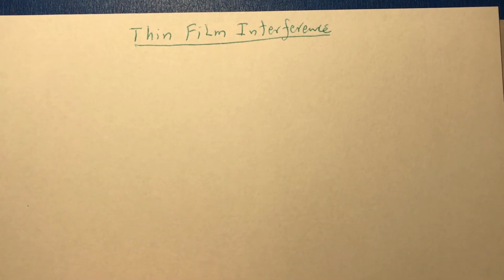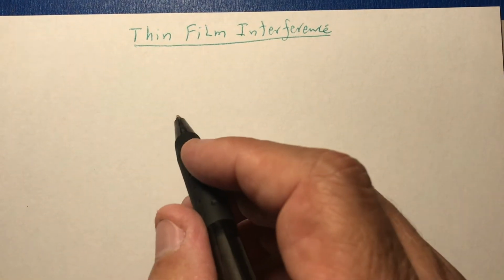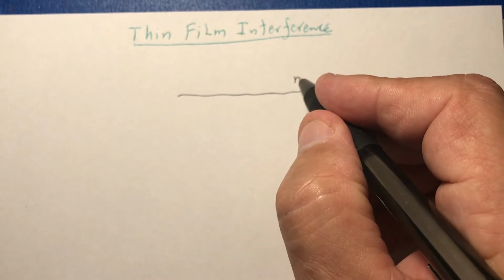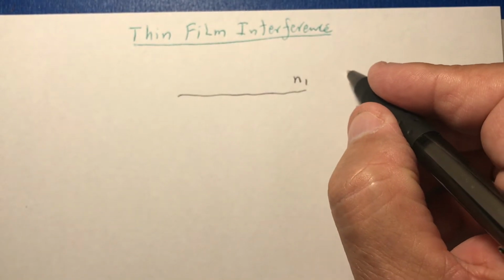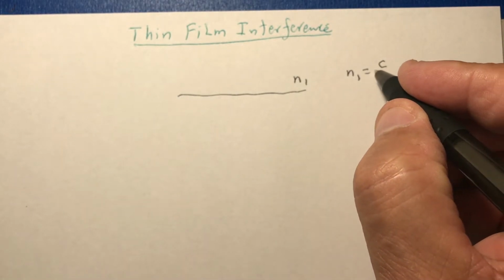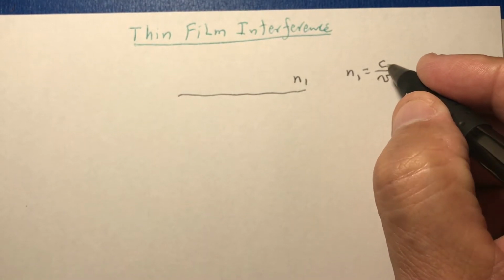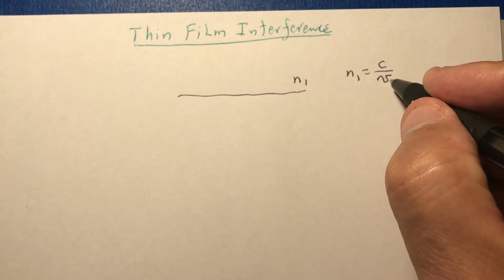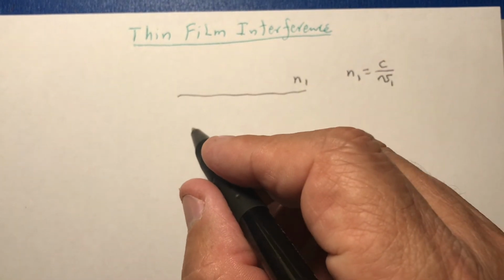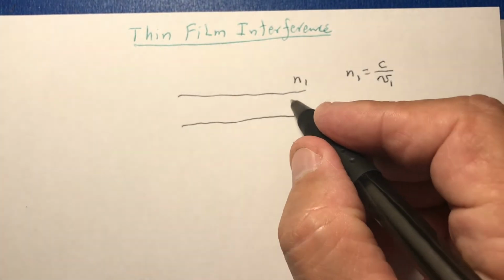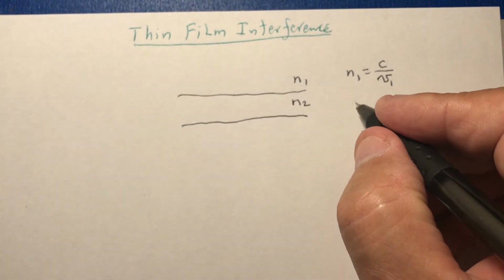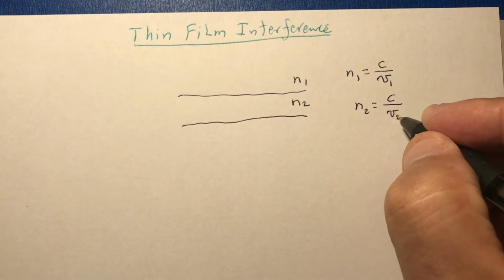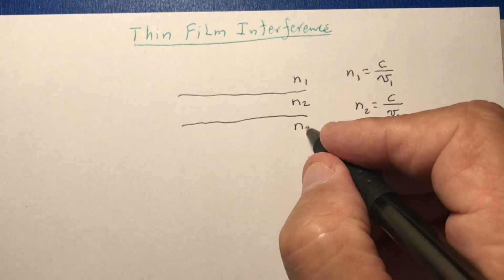Today we're going to study thin film interference. Let's see, for example, we have some medium that has an index n1. Remember, the index n1 is equal to c, the speed of light in a vacuum, divided by the speed of light in the medium, v1. And then we have another medium here. This is n2, and n2 is the speed of light in a vacuum divided by the speed of light in that medium 2. And then we have n3.